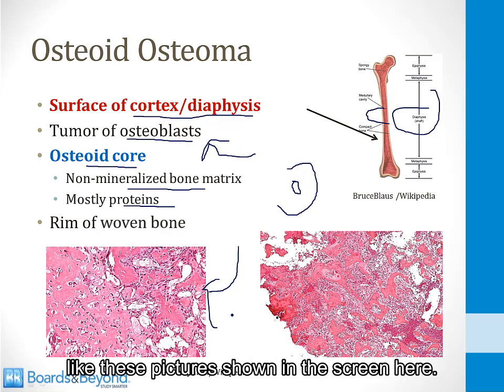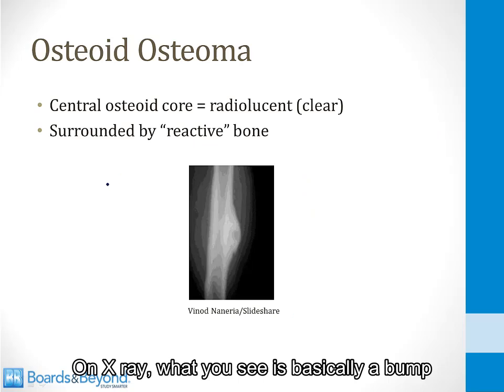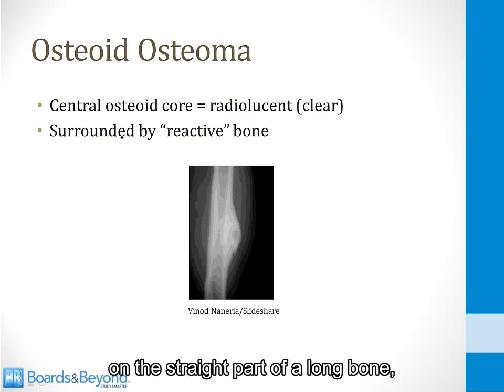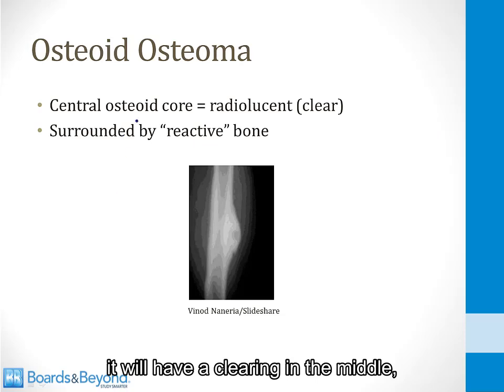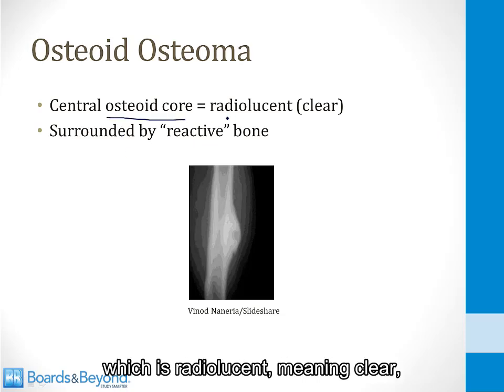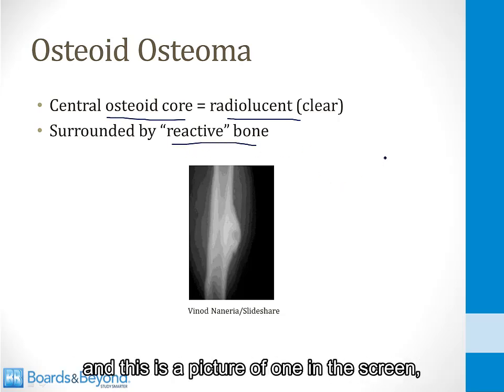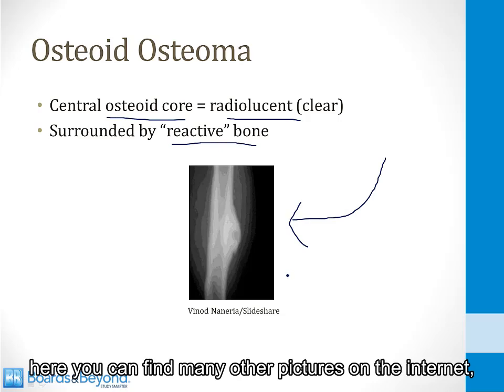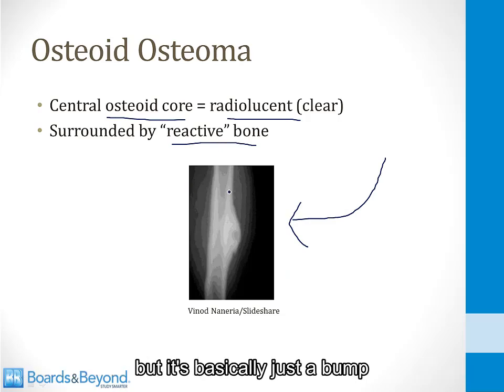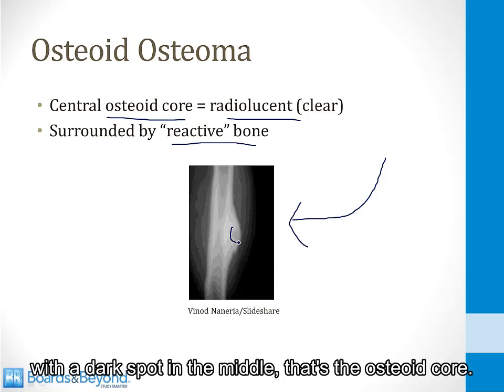Under the microscope, what you see is disorganized bone tissue and osteoid proteinaceous material like these pictures shown on the screen here. On X-ray, what you see is basically a bump on the straight part of a long bone. It will have a clearing in the middle. That's the central osteoid core, which is radiolucent, meaning clear, and it's surrounded by what's called reactive bone. And this is a picture of one on the screen here. You can find many other pictures on the internet, but it's basically just a bump extending out from the long bone with a dark spot in the middle.